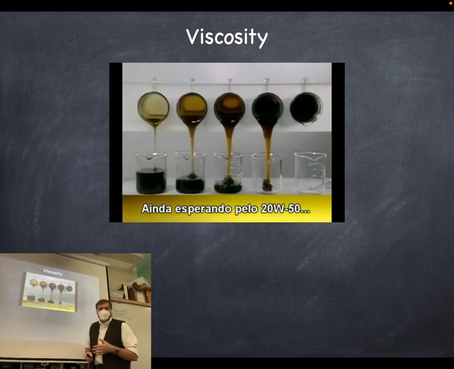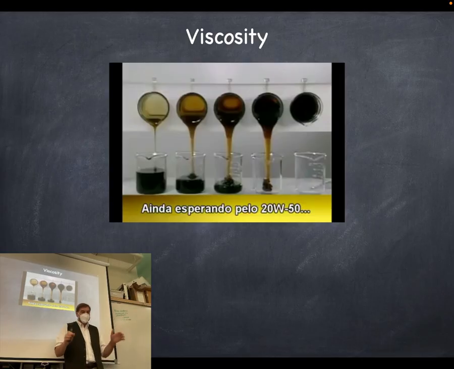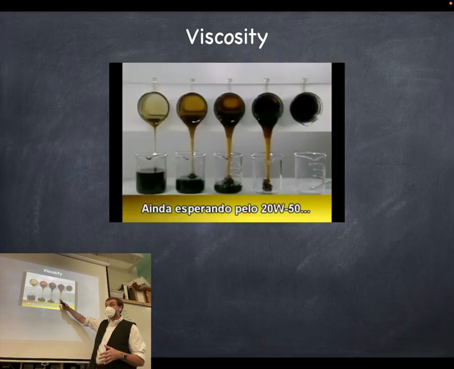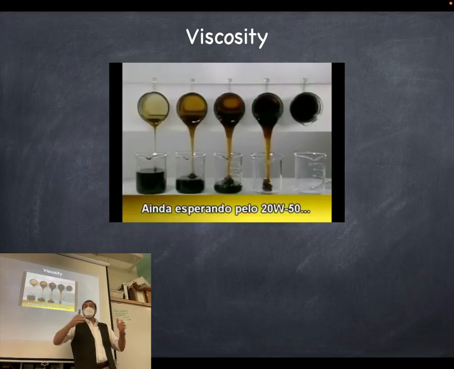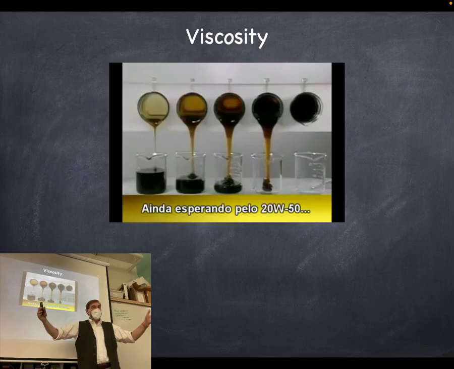All right. So let's talk about it. These are different oils. The main driver of the difference in the viscosity is how long the chains are. Because larger molecules, why do they have higher viscosity? What's the difference between a larger molecule and a smaller molecule?